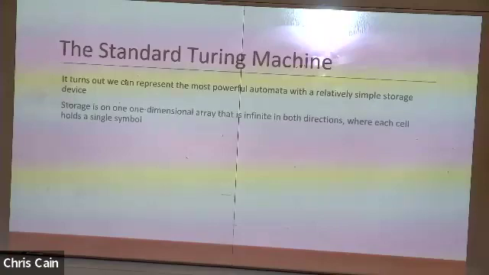The storage is a single one-dimensional array, infinite in both directions. So you can imagine being at a particular place on an input tape on a one-dimensional array that can be slid infinitely in either direction. Each cell of that array holds a single symbol. So if we were dealing with a language that had A's and B's, there would be either an A on a cell, a B on a cell, or what we're going to call a blank on a cell, which means the lack of information. It's kind of the empty.